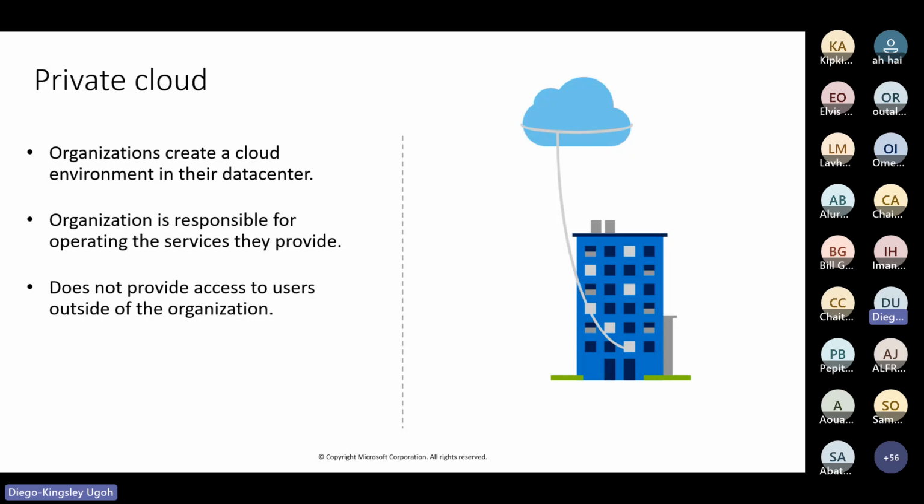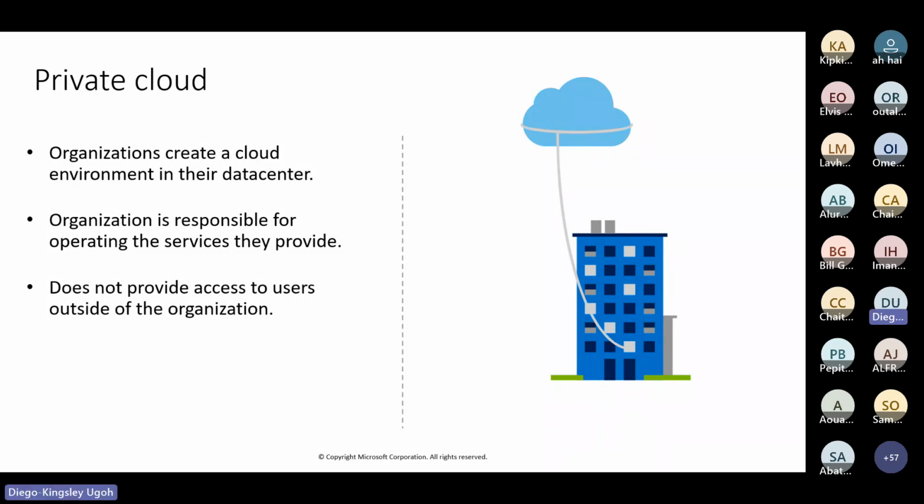So an organization can create a cloud environment in their data center. An organization can have servers located in a building and host Azure cloud or AWS cloud on those servers. And that would suffice for a private cloud. Now we see that public cloud is owned by cloud providers, who offer services to organizations and users. But private cloud is located within an organization only for use by that organization.